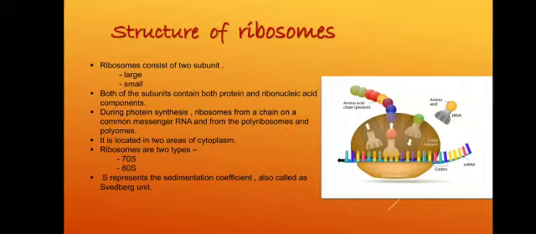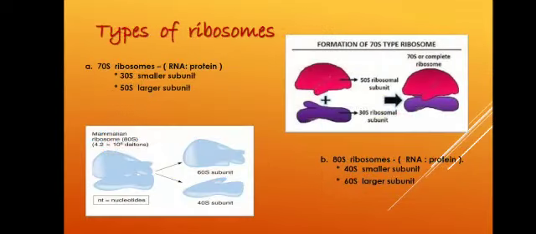Ribosomes are of two types: the 70S ribosome and the 80S ribosome. The 70S ribosome is the prokaryotic ribosome and the 80S ribosome is the eukaryotic ribosome. S stands for sedimentation coefficient, and it is also called Svedberg's unit.